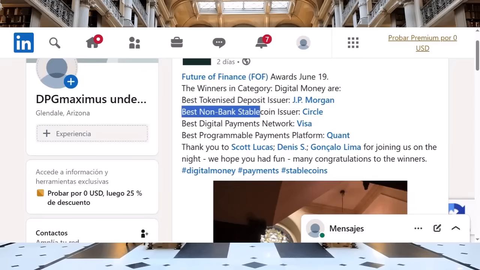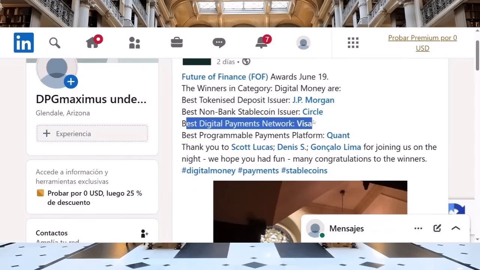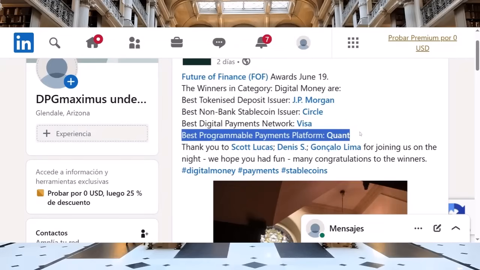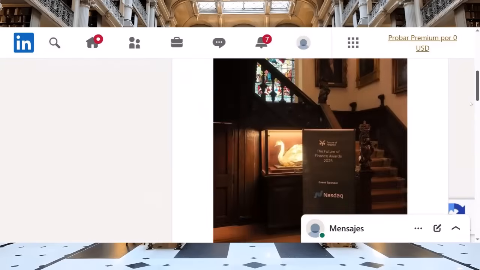So best non-bank stablecoin issuer, Circle. Best digital payments network, Visa. Again, Visa, their direct connections to Ripple. Their direct connections to who? Stellar, Hedera, and even Quant. And of course, the highlight, Quant did win one of them. Best programmable payments platform is Quant Network. That's big. Glad to see it.